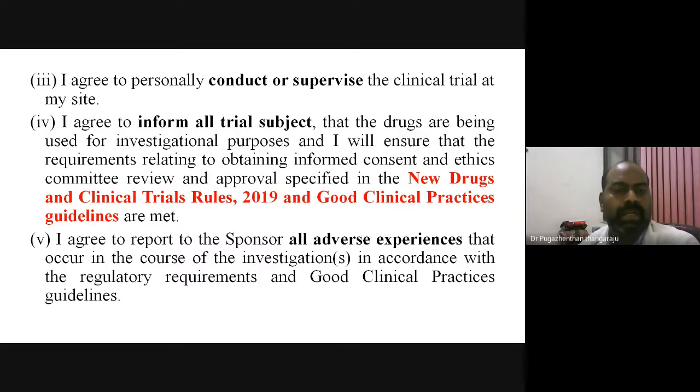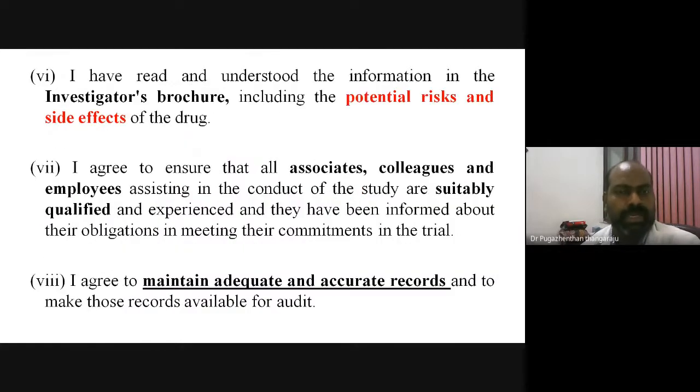Next is regarding informed consent and the information regarding the drug, the conditions, everything. It is the duty of the principal investigator with the team to inform all the trial participants. And he should ensure that the safety, the consent, and all the approvals of the ethics committee are as per the NDCT Act and Good Clinical Practice, if the studies are legal. He should also agree to report adverse experiences to the sponsors as per the Good Clinical Practice guideline.